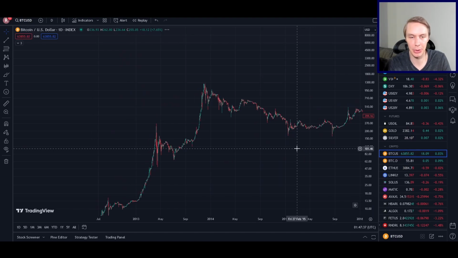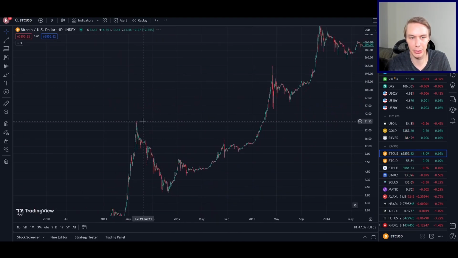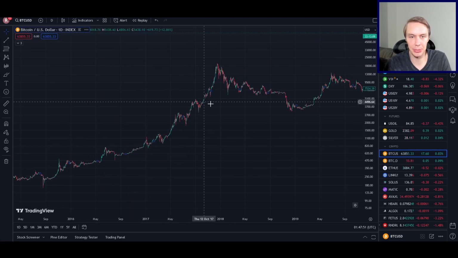This tends to happen with Bitcoin. Really, the only time we had a more clear break straight through it was breaking above these 2011 levels over here in 2013. But there's certainly precedent for this happening.